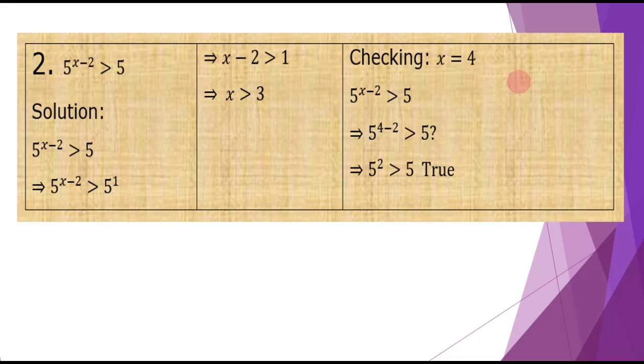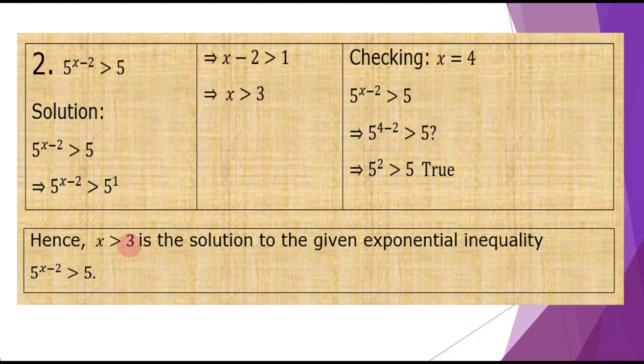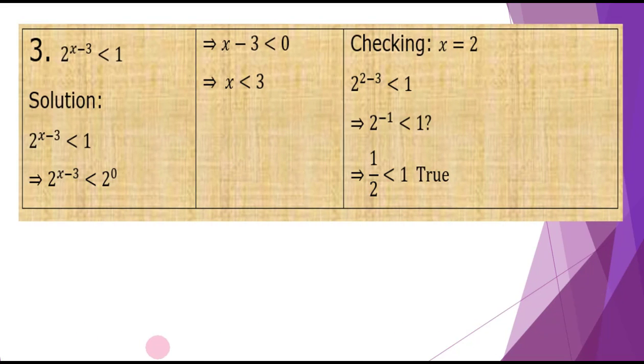But let's choose an integer, x equals 4. So, substituting here, we have 5 squared greater than 5. It's true. Hence, x greater than 3 is the solution to the given exponential inequality 5 raised to x minus 2 greater than 5.